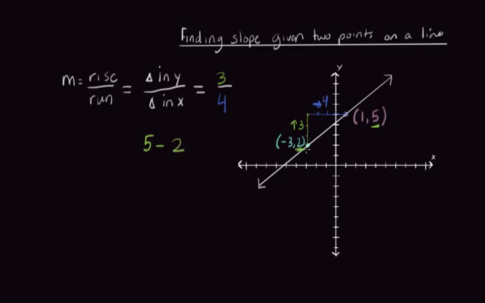So that's the difference between these two. 5 minus 2 gives us 3. So that's our up 3. And then to get our over 4, we want to figure out the difference between the two x coordinates. So if we look here at our two x coordinates, we go from -3 to +1, which is 1, 2, 3, 4. 4 units over, which again is the difference between +1 and -3. It's the difference between those. So this is the slope.